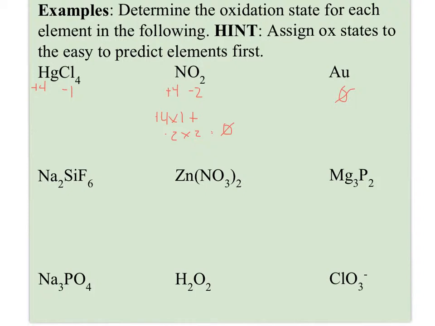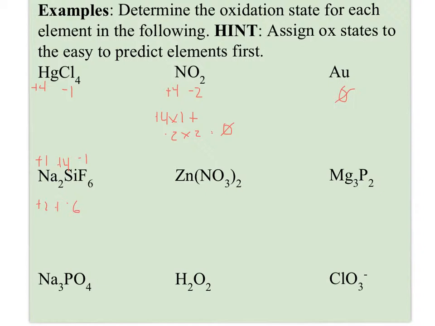Now we go into a couple here with 3 elements in it. Same process, Na2SiF6. Well, I've got 2 in here that never change. Sodium's always +1, fluorine's always -1. So if I look at that, I've got a +2 and a -6 from those 2 elements, which leaves me with a +4 for the silicon.